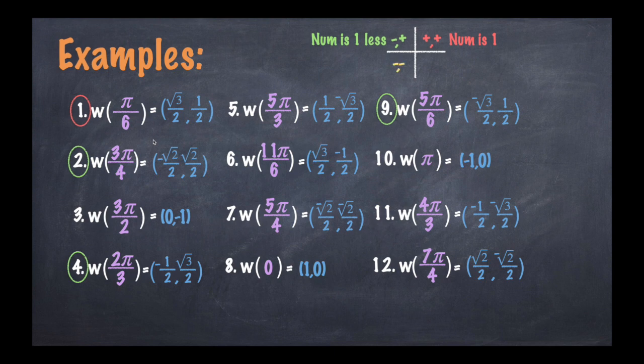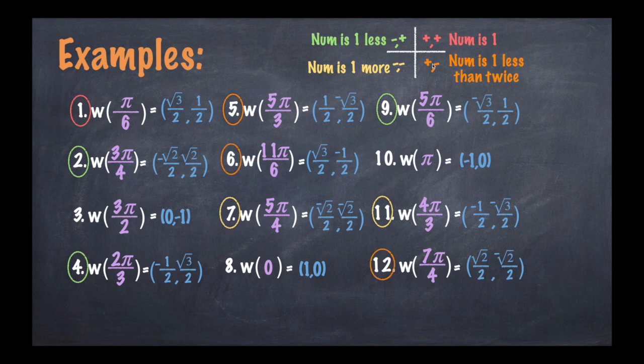For our next quadrant, we're looking at the numerator is 1 more than the denominator. And again, this is only for denominators of 3, 4, and 6. So we are going to see that here in number 7, 5 pi over 4, and that's why both of those better be negative. We're also going to see it in number 11, which again is why these are both going to end up being negatives. And then finally in quadrant 4, the numerator is 1 less than twice. So we see that in a couple of positions. We see that in number 5. We also see it in 6. And then finally we see it in 12.